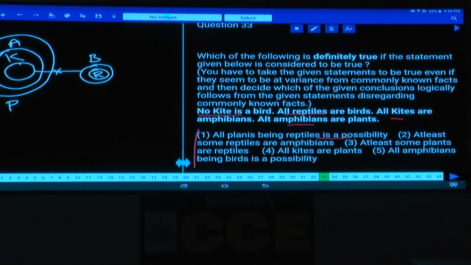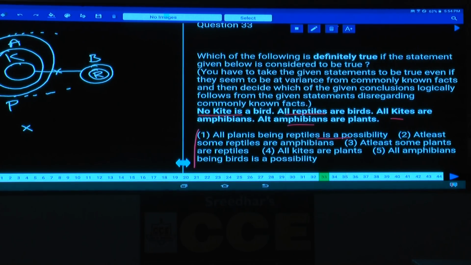All plants are reptiles means now this entire plant must come under this reptile. If you draw a reptile like this, then "no kite is a bird" will be false. Hence it is possible or not possible? Not possible, because these two cannot be intersected at all.